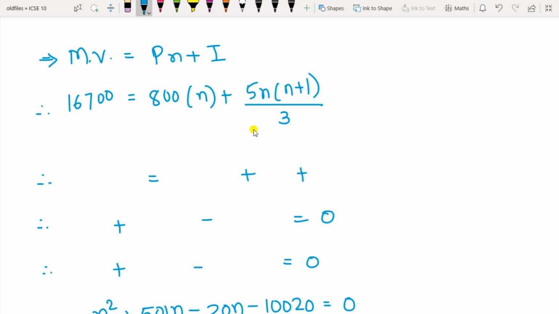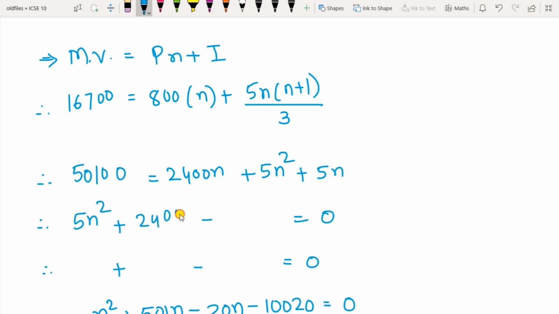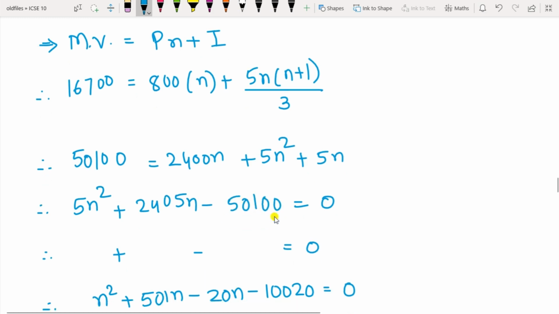Now take the LCM of 3 here, so this becomes 50100 equal to 2400n plus 5n square plus 5n. So this will be now 5n square plus 2405n minus 50100 equal to 0.